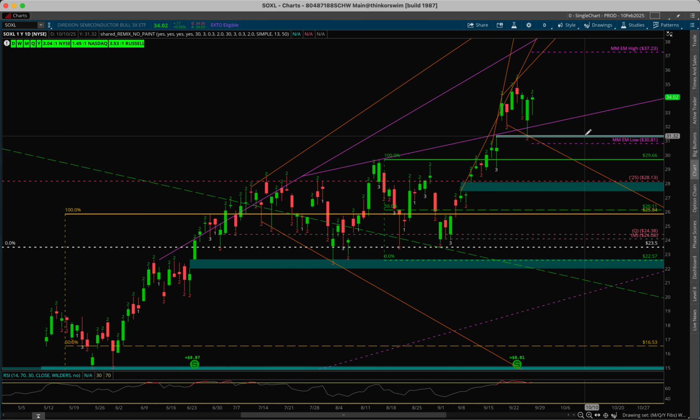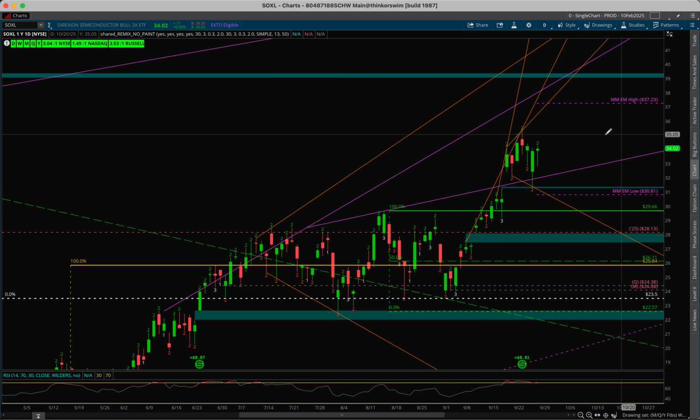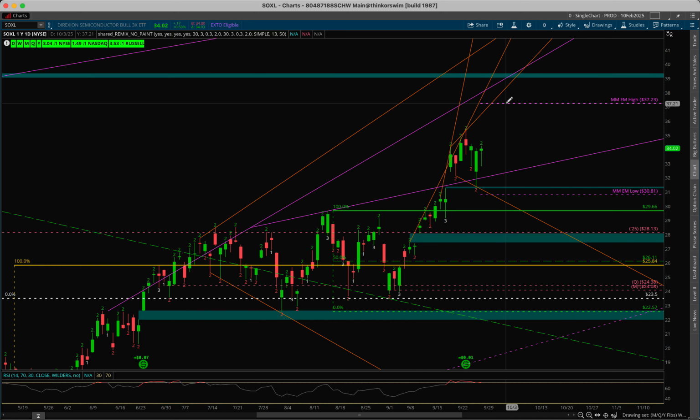So that's the market maker's expected move for the week. Just some levels to keep in mind. It's not the end all be all. Price action doesn't have to stop there. We've seen weeks before where it goes above or below the market maker's expected move. But 70-80% of the time, price will stay within that range. So we can look to play those levels.